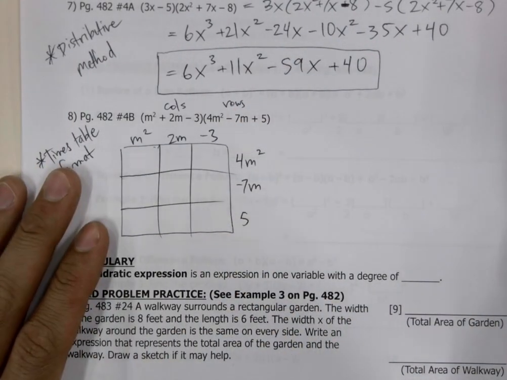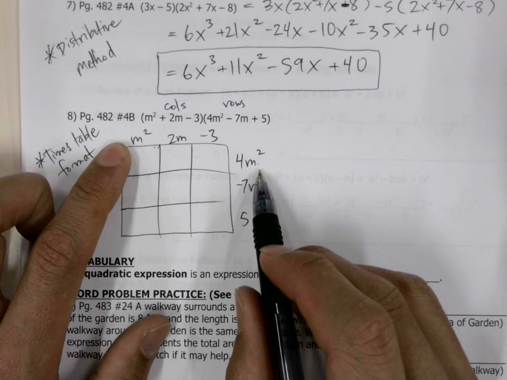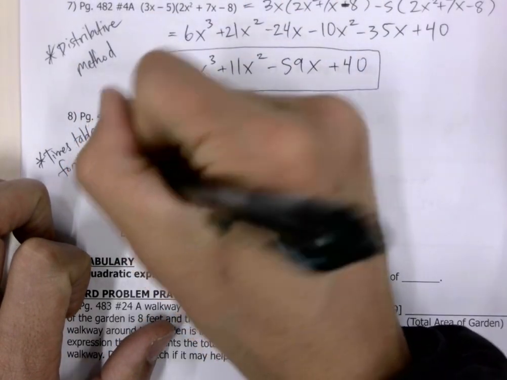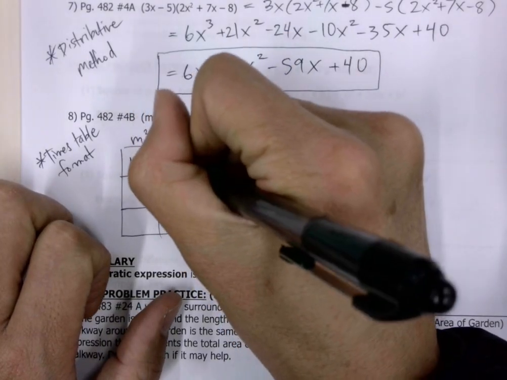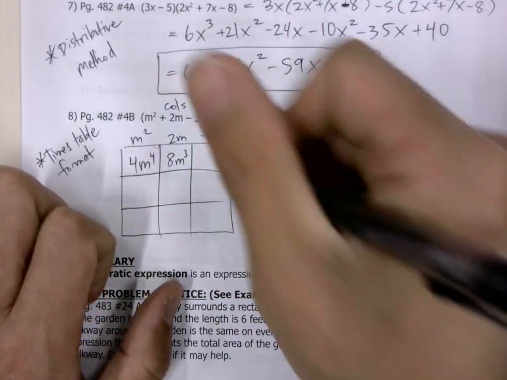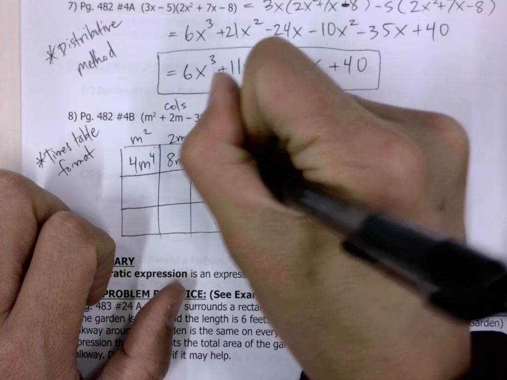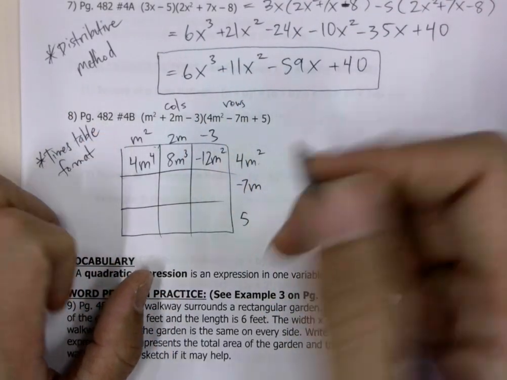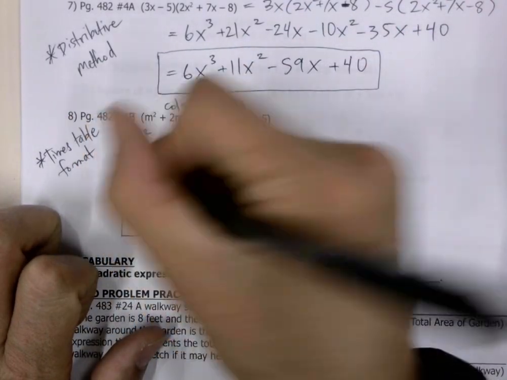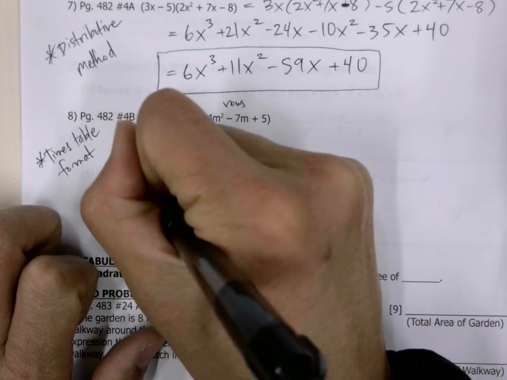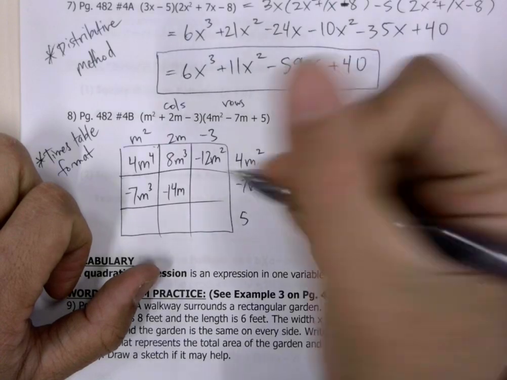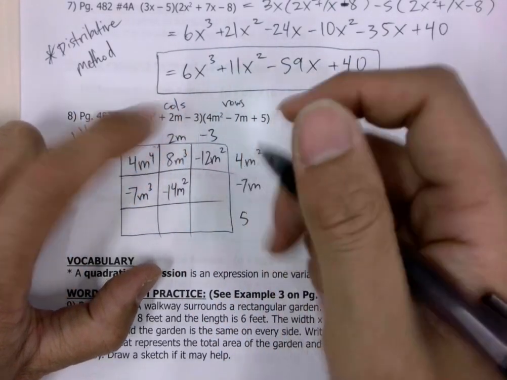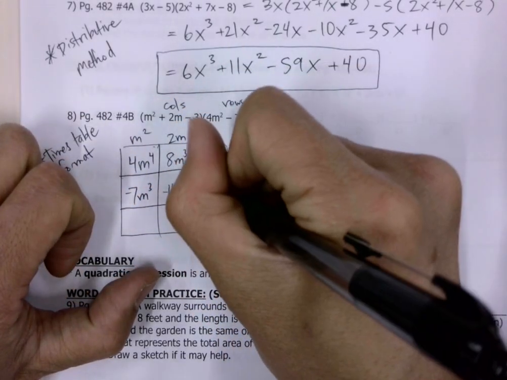And then I'm going to go and fill in the chart. So we have these 2 terms multiplied by each other. It's 4m to the 4. These 2 is going to be 8m to the 3. And these 2 is going to be negative 12m squared. And these 2, it's going to be negative 7m to the 3. These 2, it's going to be negative 14m squared. And these 2, it's going to be positive 21m.